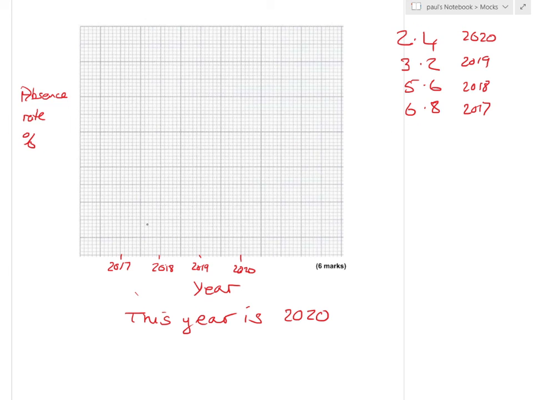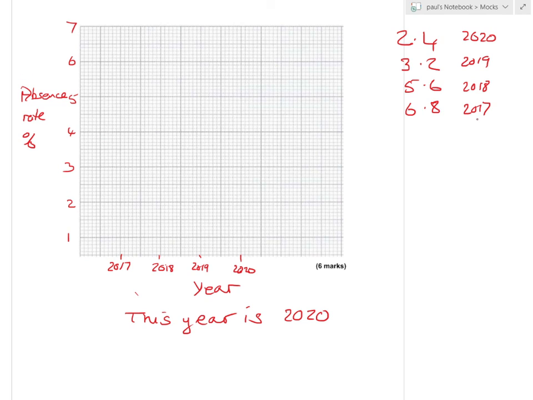So we're going to go up to 6.8. 1, 2, 3, 4, 5, 6, 7. 1, 2, 3, 4, 5, 6. Doesn't quite fit, does it? So 1, 2, 3, 4, 5, 6, 7. Yeah.